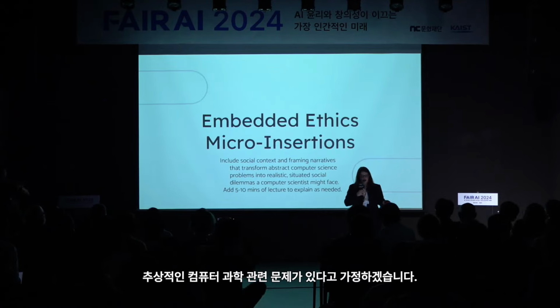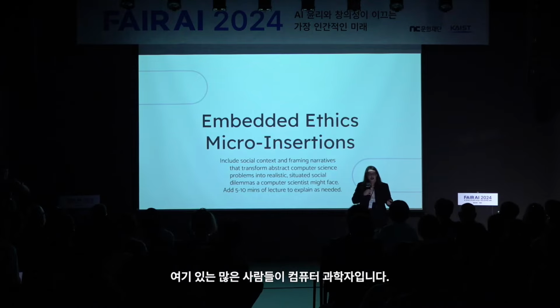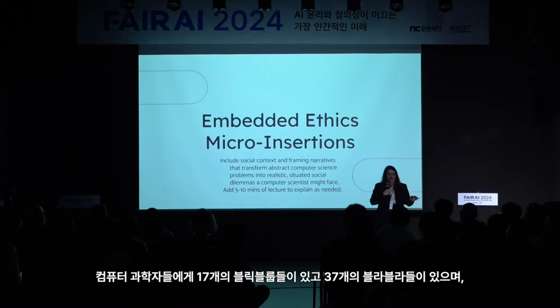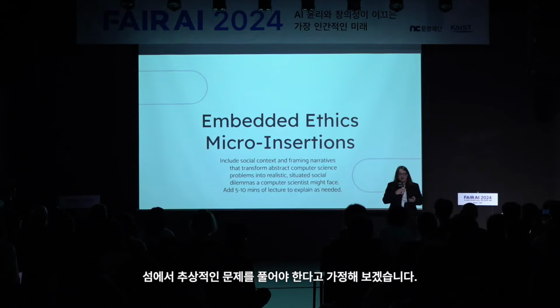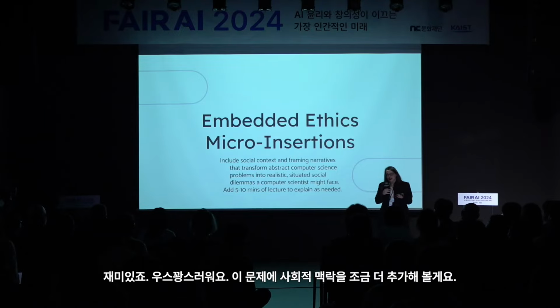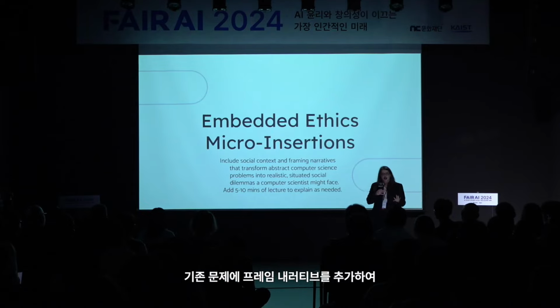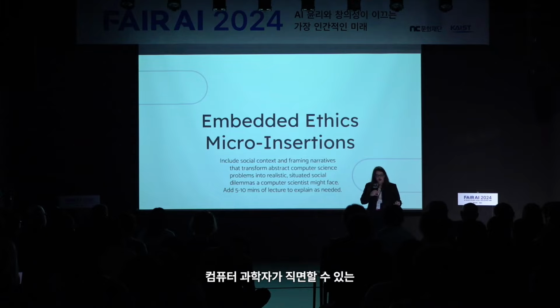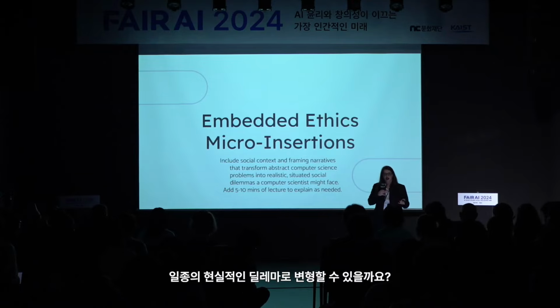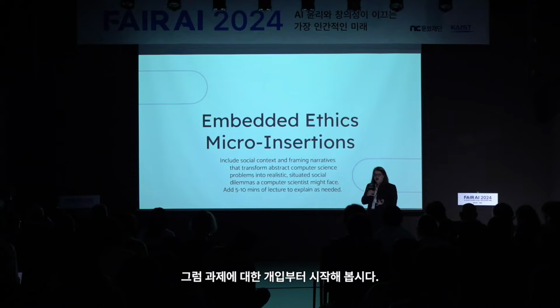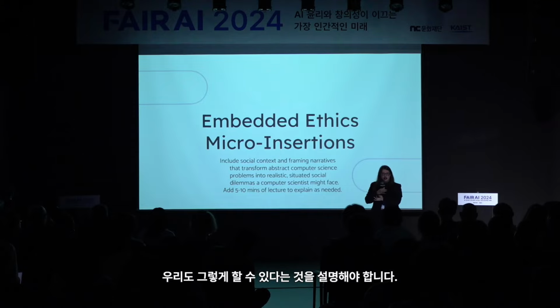So if you have some kind of abstract computer science problem, a lot of us in this room are computer scientists, and we know that computer scientists love to make these problems that are like, there are 17 bleep bloops, and there are 37 bloop bloop, and they're on an island and they have to solve this problem. Okay, so that's fun, that's silly, but we can probably add a little more social context to this problem. So can we add a framing narrative to an existing problem and transform it into some kind of realistic dilemma that a computer scientist might face? So let's start with that intervention on the assignment, and then whatever lecture we need to include to explain that, we can do that as well.